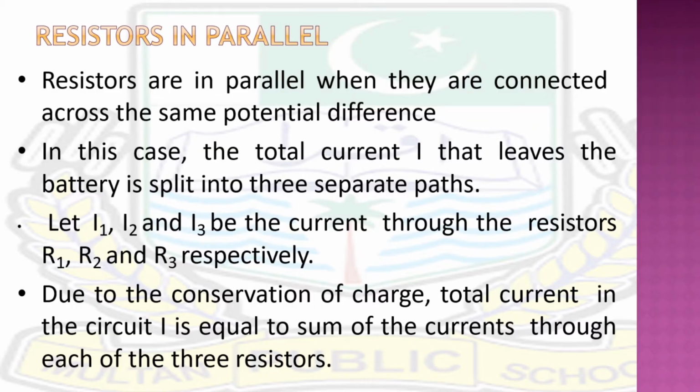Now we have to see resistors in parallel. Resistors are in parallel when they are connected across the same potential difference. So in this case, the total current I that leaves the battery is split into 3 separate paths. Let I1, I2 and I3 be the current through the resistors R1, R2 and R3 respectively. Due to the conservation of charge, the total current in the circuit I is equal to the sum of the currents through each of the 3 resistors.